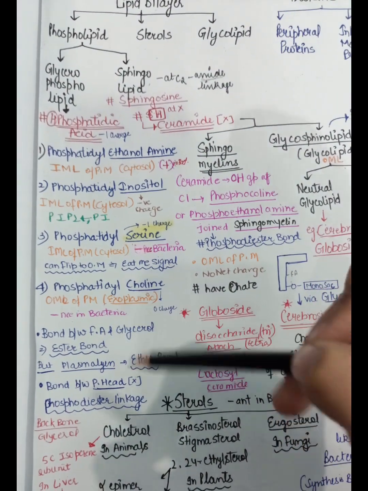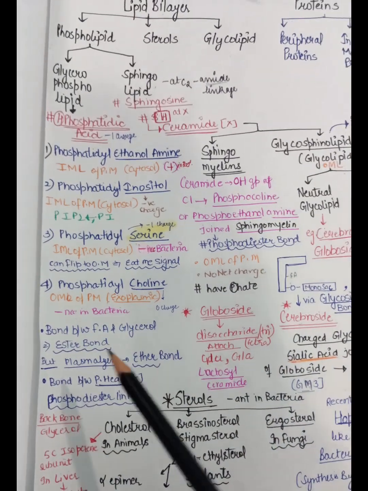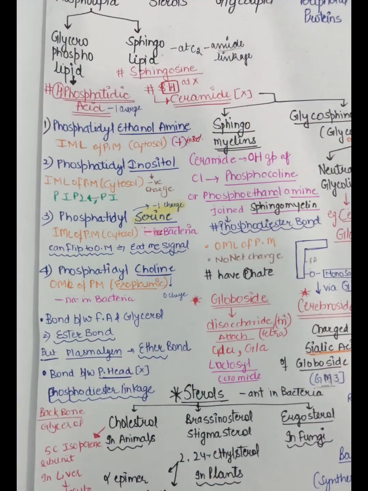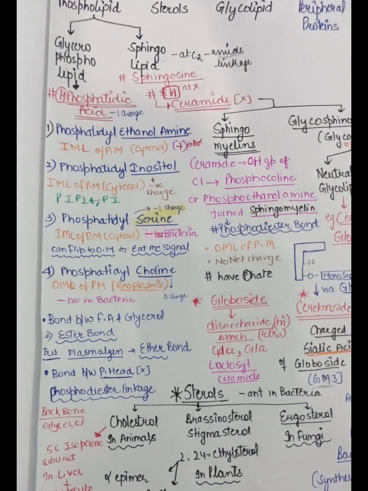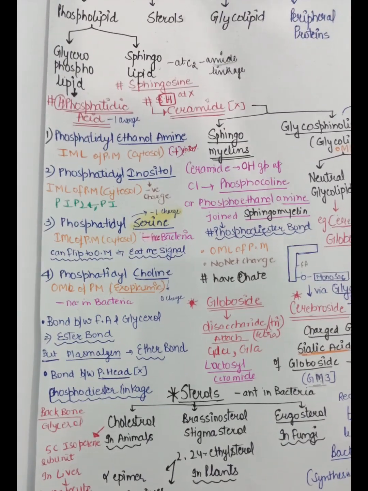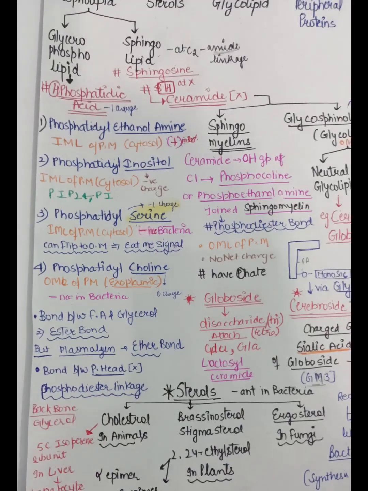And the bond between the fatty acid and glycerol is an ester bond. The fatty acid is attached to glycerol at carbon 1 and 2, and that bond is an ester bond. But in the case of plasmalogen, which is found in archaebacteria, here is an ether bond, and the ether bond is stronger than the ester bond, so the ether bond cannot break easily.